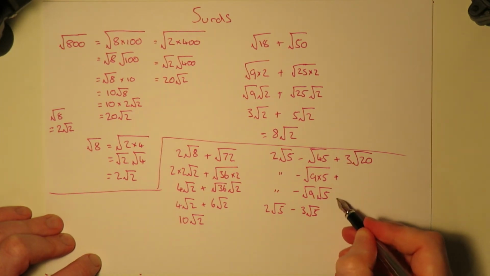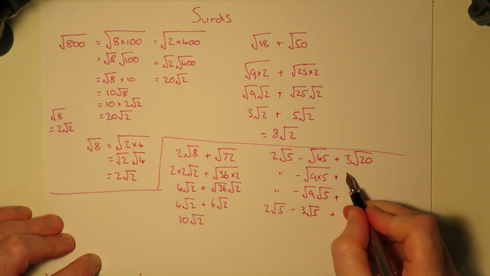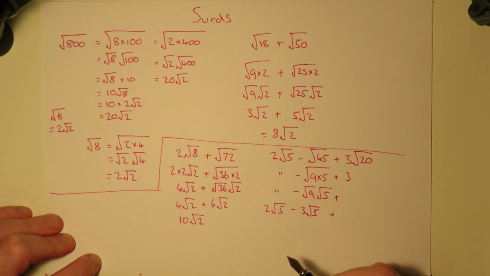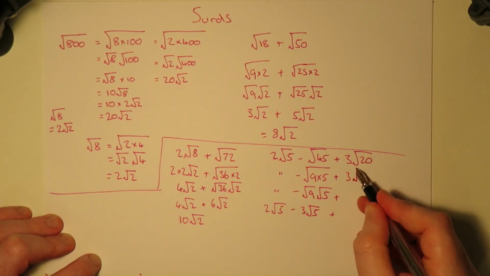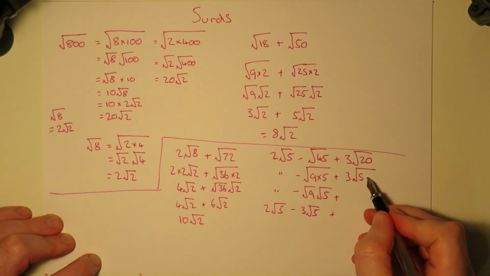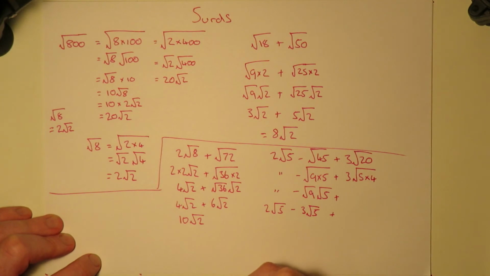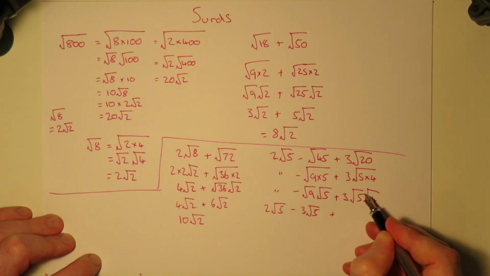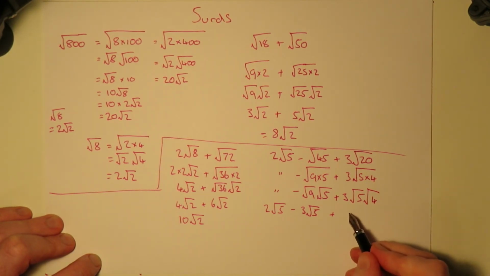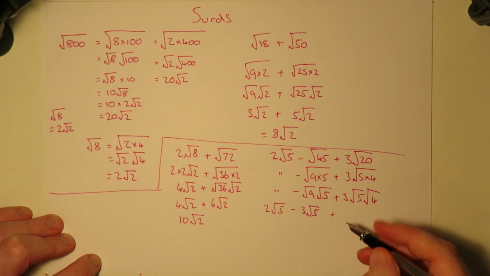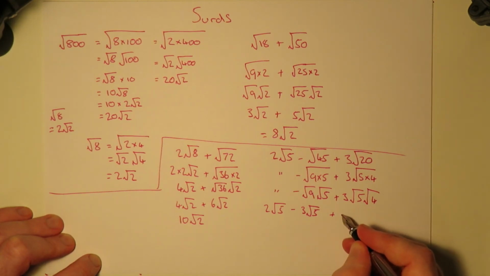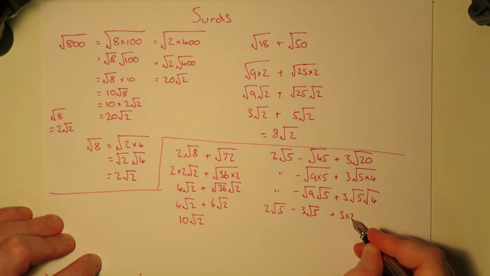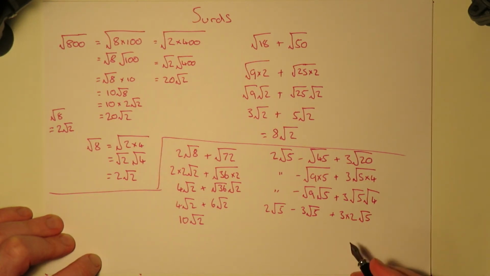Okay, so now let's work on this one here. We've got 3 lots of root 20, so think of a square number that fits into 20. Well, root 5 does that job, and 4 is the square number. That's 3 root 5 root 4, and sorry about my handwriting getting a little bit messy here, but the edge of the table is just out of shot and my hand is starting to fall off the table. So that's going to be 3 root 4 is 2 root 5. This here will be 6 root 5.